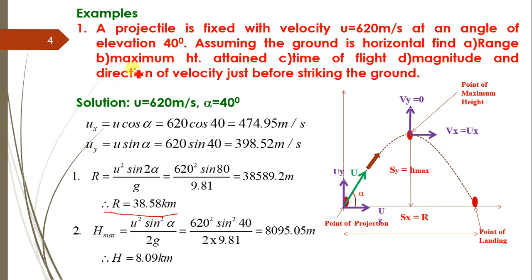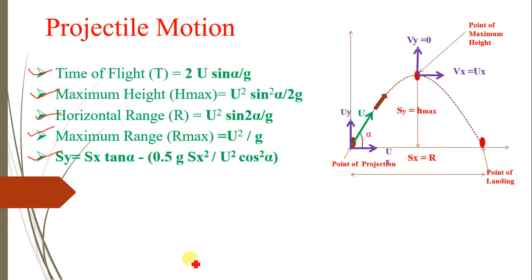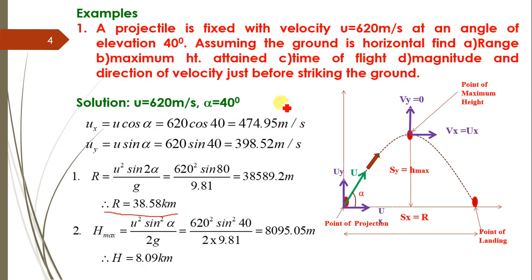Then the second point, maximum height attained. So h max equals, as we have seen, u square sine square alpha divided by 2g. Substituting the values again, u as 620 square, sine square of 40, divided by 2 into 9.81.